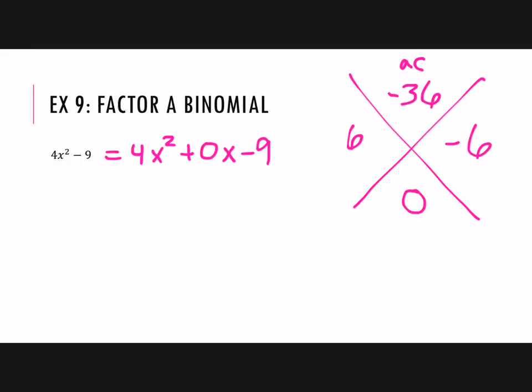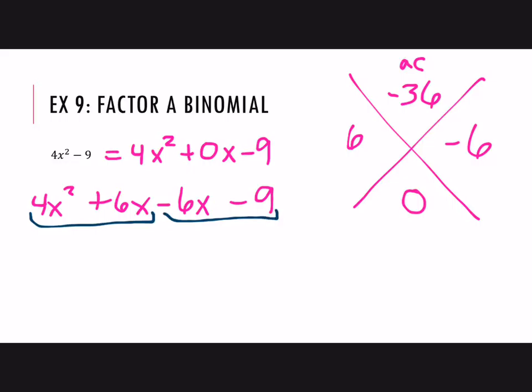So this one did not have an A that was 1, so we do need to do the longer method. So I'll rewrite this 4x squared, instead of 0x, I'm going to make this plus 6x minus 6x, and then minus 9. And then I pair these up and factor out the GCF from each pair of terms. Out of the first two, from 4 and 6, I can take a 2, and from x squared and x, both of those have x as a factor. What's left? That would be a 2x plus 3.